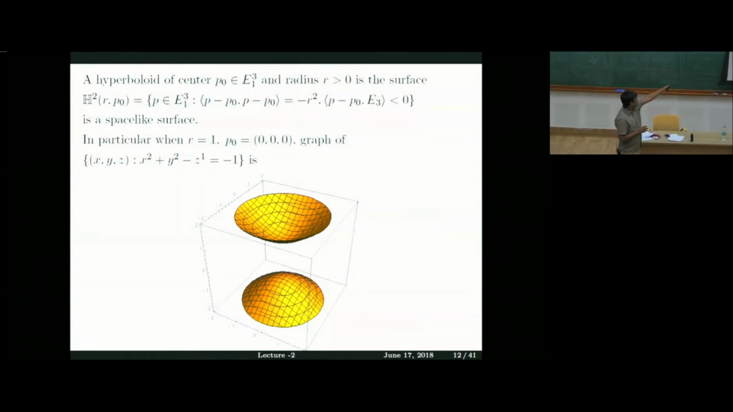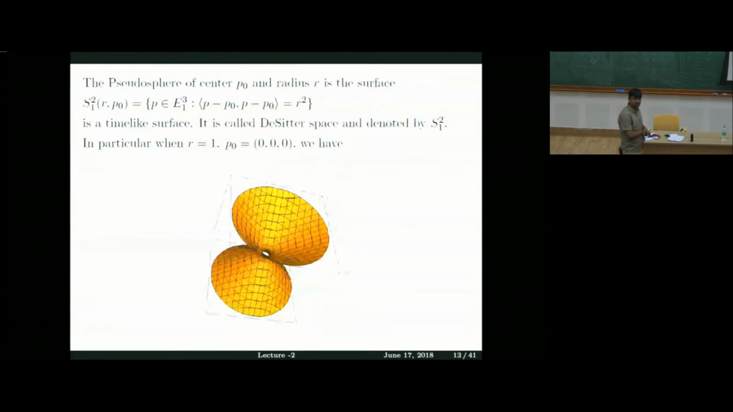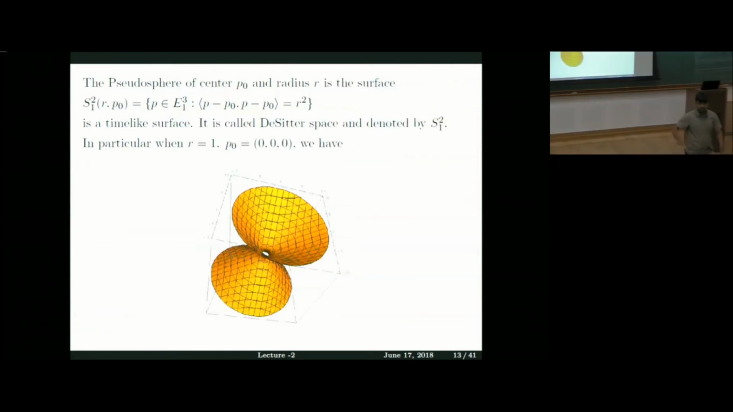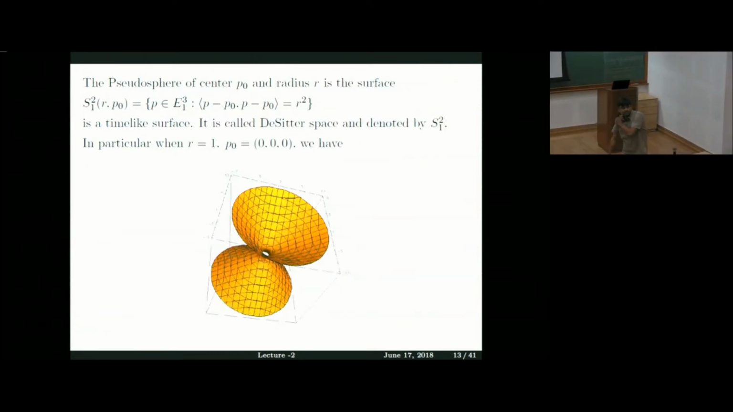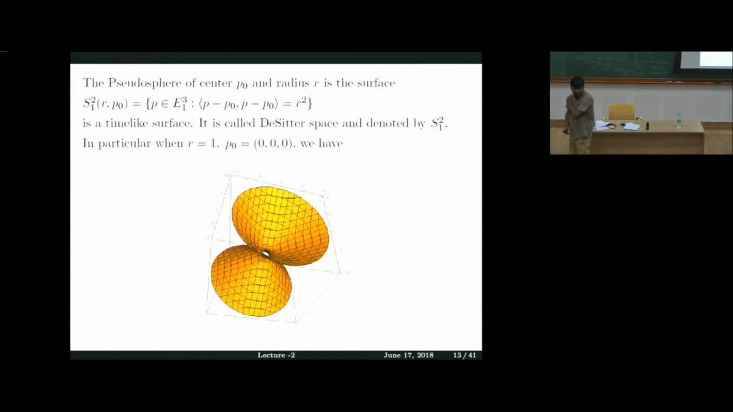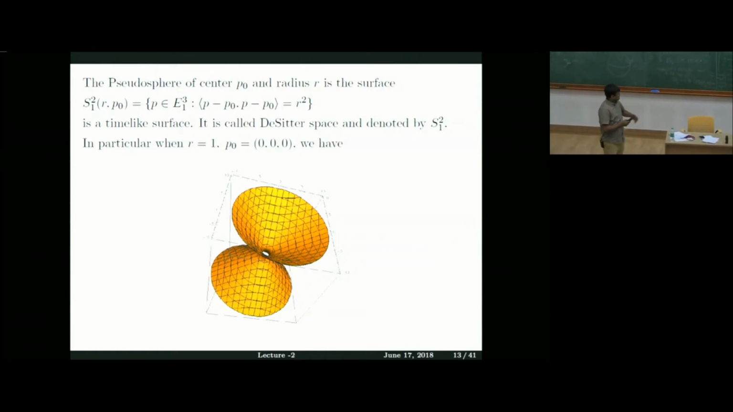x square plus y square minus z square. This is minus z square. Put P naught as 0, and so it is minus z square. This is called the de Sitter space. Everywhere it is timelike. De Sitter was an astronomer, so de Sitter space is named after him.